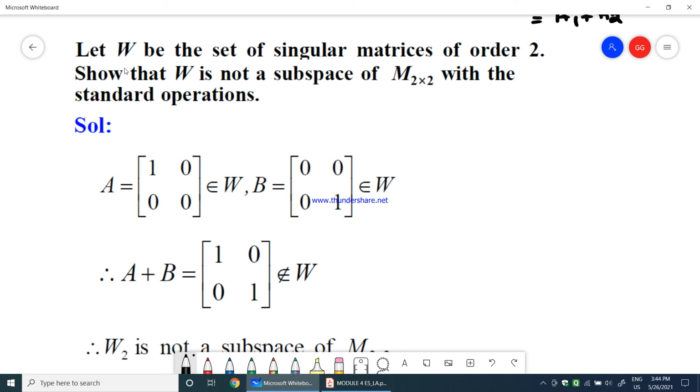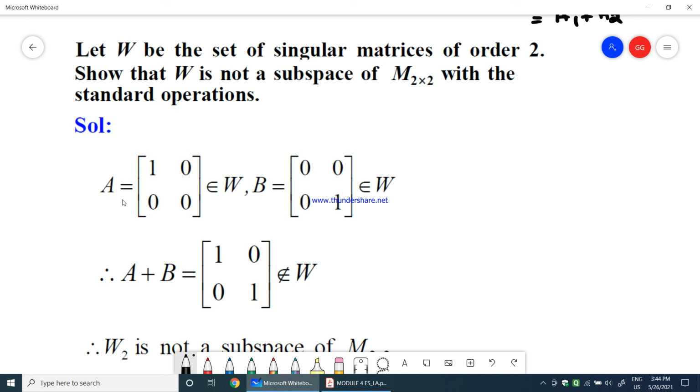Now what is it that they are saying? Let W be the set of singular matrices of order 2. Show that W is not a subspace of M2x2 with the standard operations. So they are asking, take W, which is the set of 2x2 singular matrices, and find out whether W is a subspace of M2x2 or not. Let us look into that.